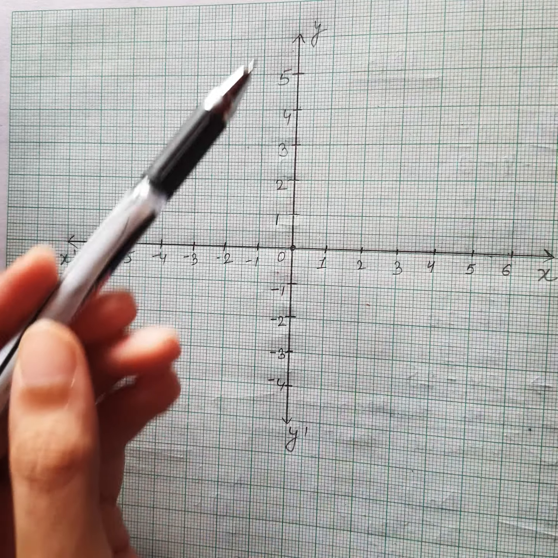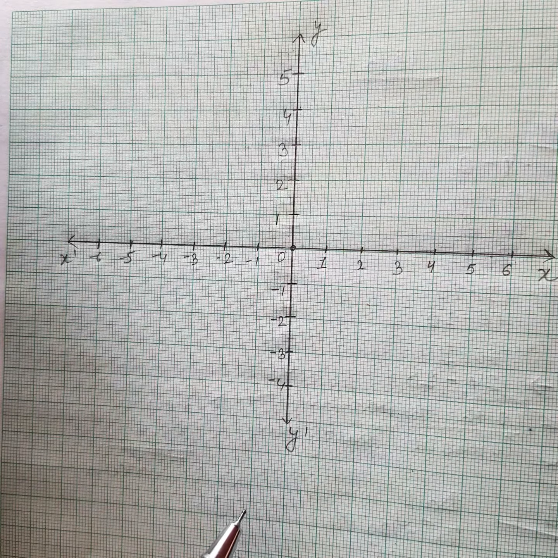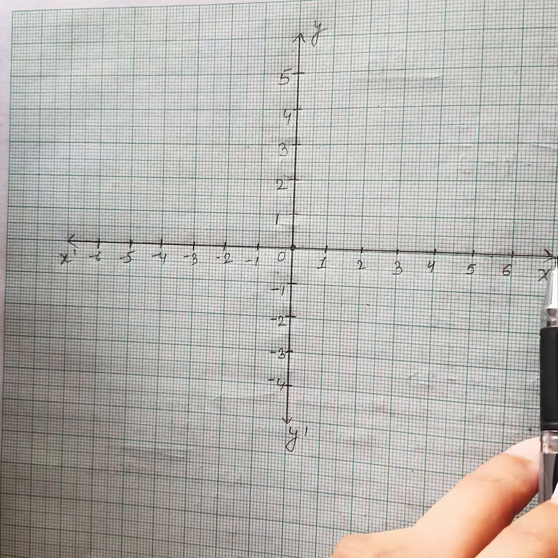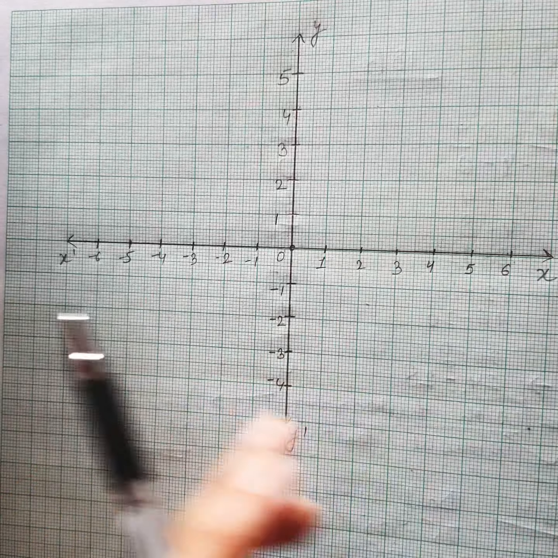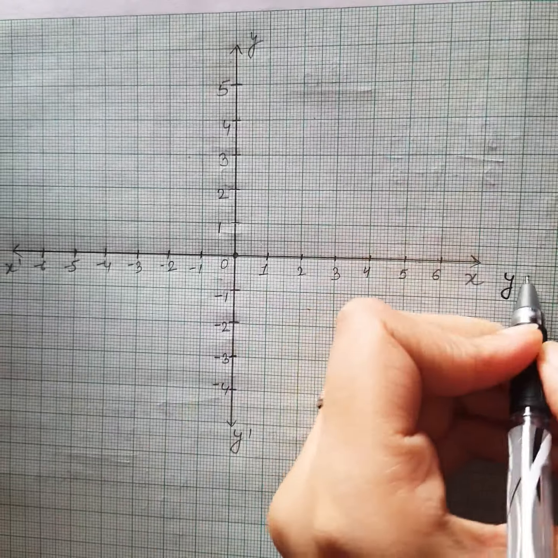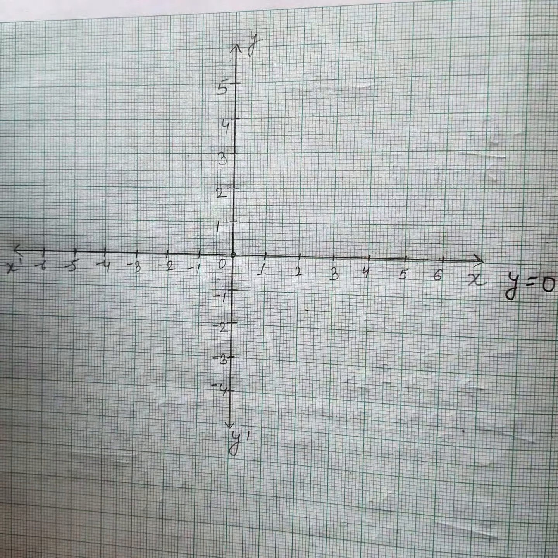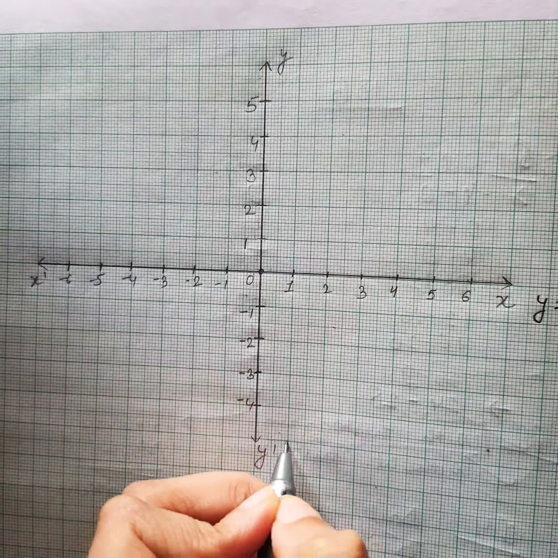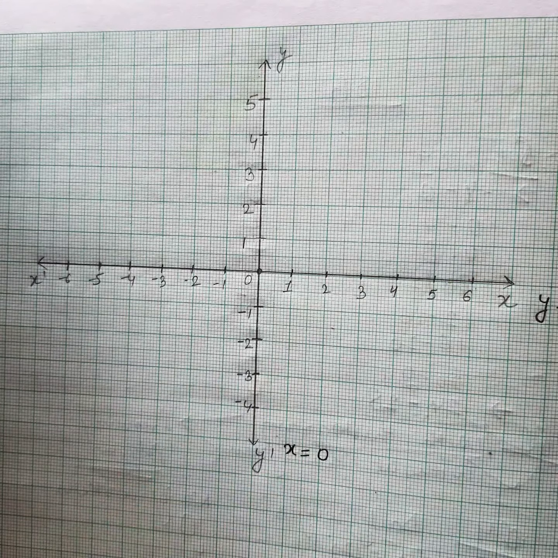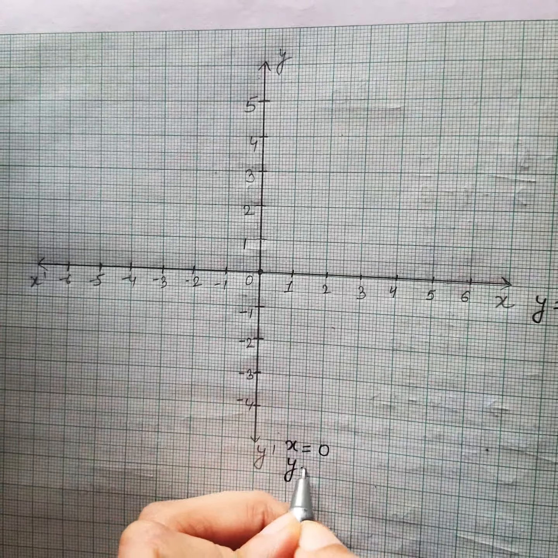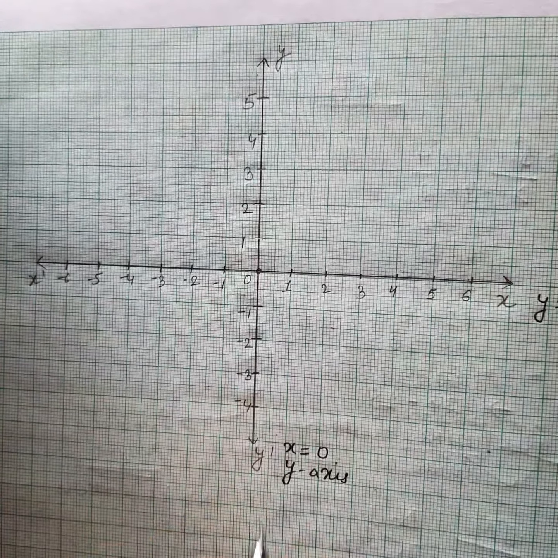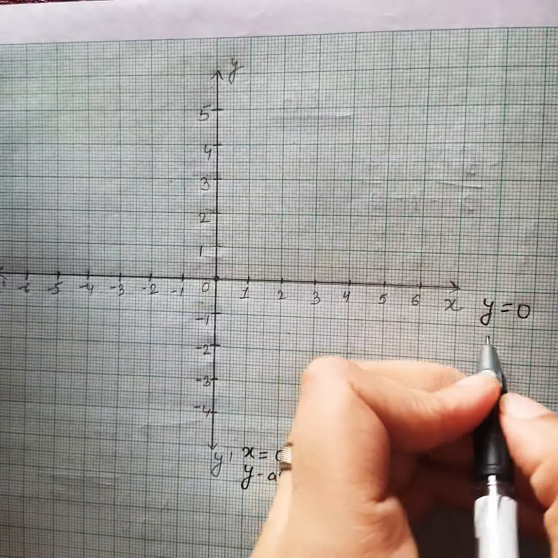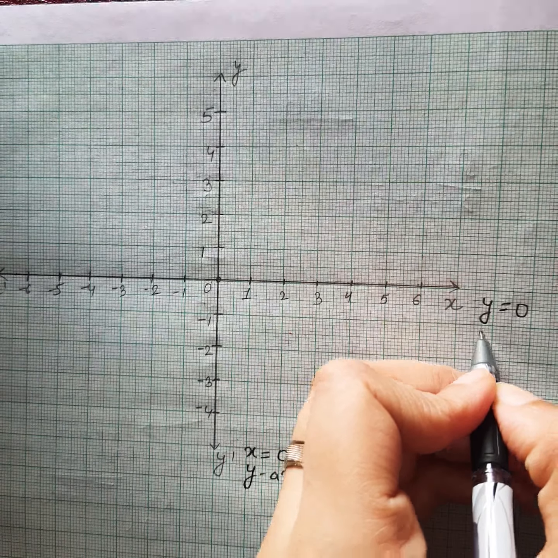These x-axis and y-axis are collectively known as coordinate axes, and the equation of x-axis is y equal to 0. And the equation of this line is x equal to 0. So y-axis equation is x equal to 0 and x-axis equation is y equal to 0.